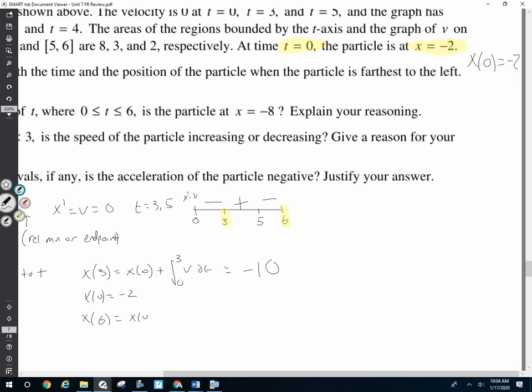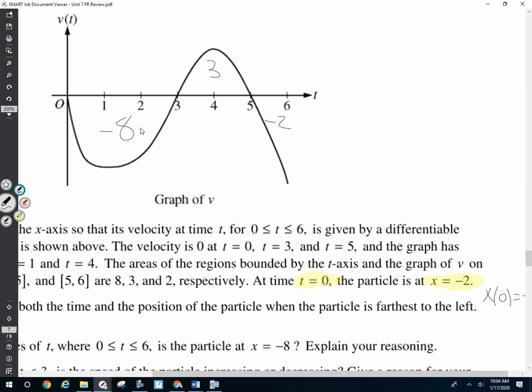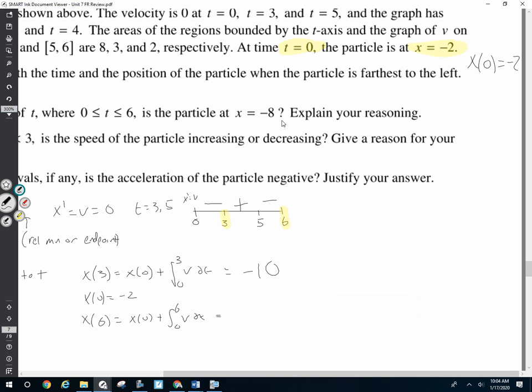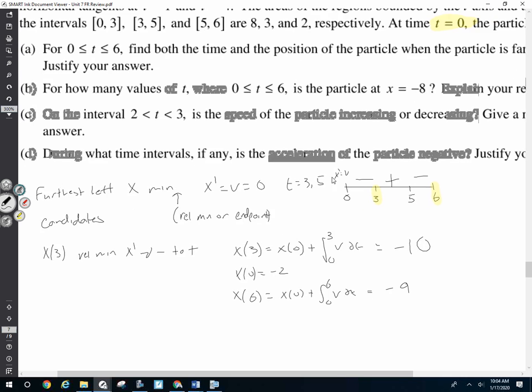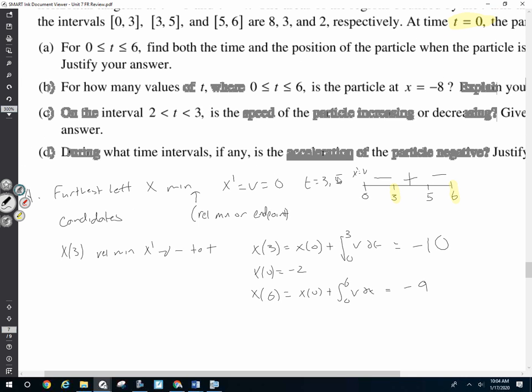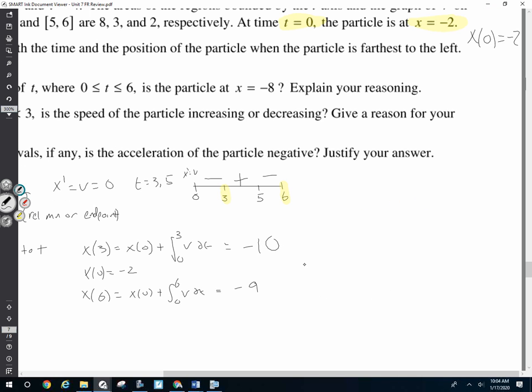Let's find x of 6. Well, it would be x of 0 plus the integral from 0 to 6 of v. That's going to be -2 minus 8, which is -10, plus 3, which is -7, minus 2, which is -9. We did most of those problems, I think, for our last homework. So x equals 3, which equals -10, is when we are furthest left. We use the candidates test.